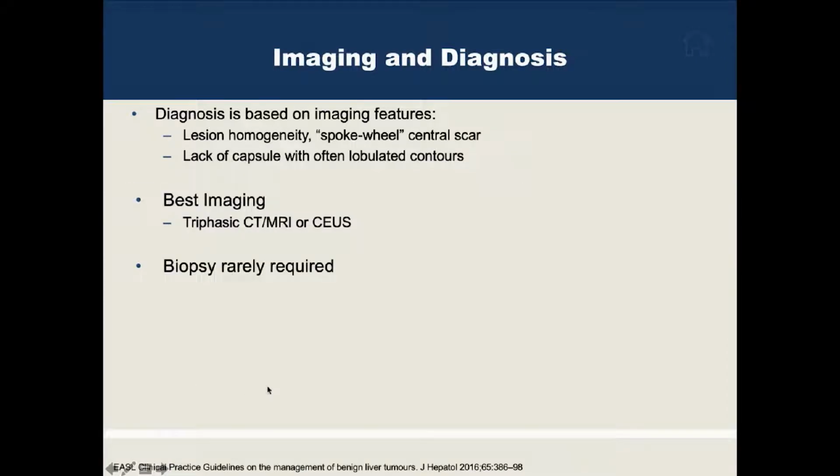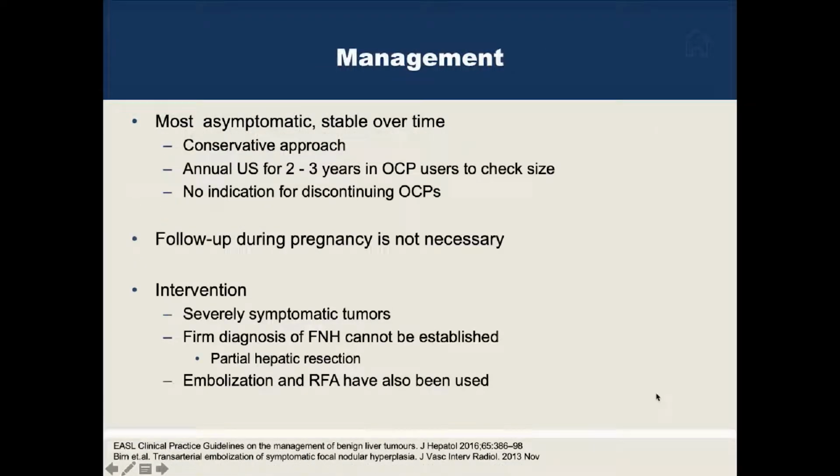The other imaging that can be used is a CT scan, which has similar characteristics. Now, biopsy is rarely required after an MRI has already been done because most of the time MRIs will be diagnostic of an FNH. So management of these tumors. Most of these tumors remain not just stable in size over time, and they also continue to remain completely asymptomatic. For these patients, a conservative approach is appropriate.